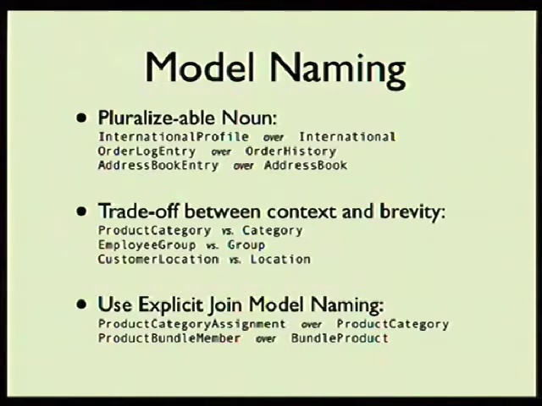So I look at that and I see that means a category, and product is just part of the context for that. So it's a little confusing to name something like that. And I always prefer to make it explicit as a suffix, it being an assignment or a member or something along those lines. And then similarly for product bundles, I would call that join model product bundle member.